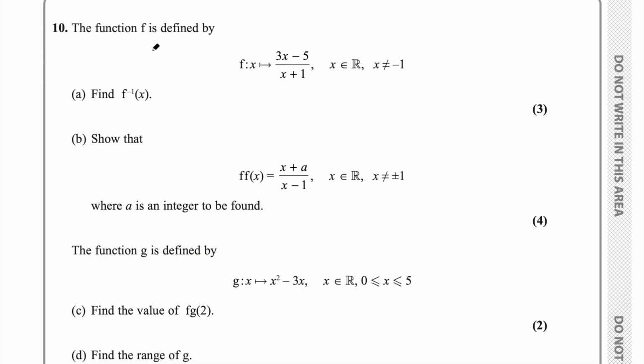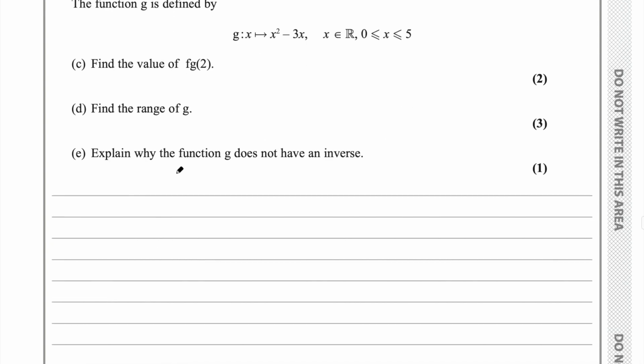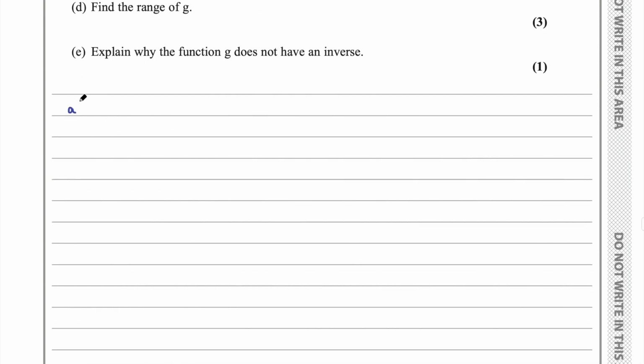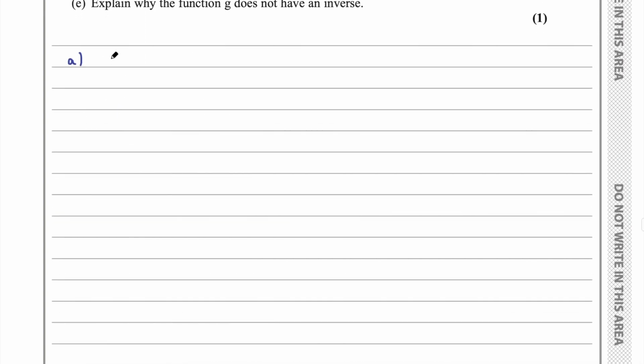Question 10 says the function f is defined by f of x equal to (3x take 5) over (x plus 1), where x belongs to the real numbers and x does not equal -1. Part A says find the inverse of f of x. So let's start that down here for part A. I might just start off by writing f of x, so I basically don't have to keep looking up to the top of the page all the time. So this is (3x take 5) over (x plus 1).